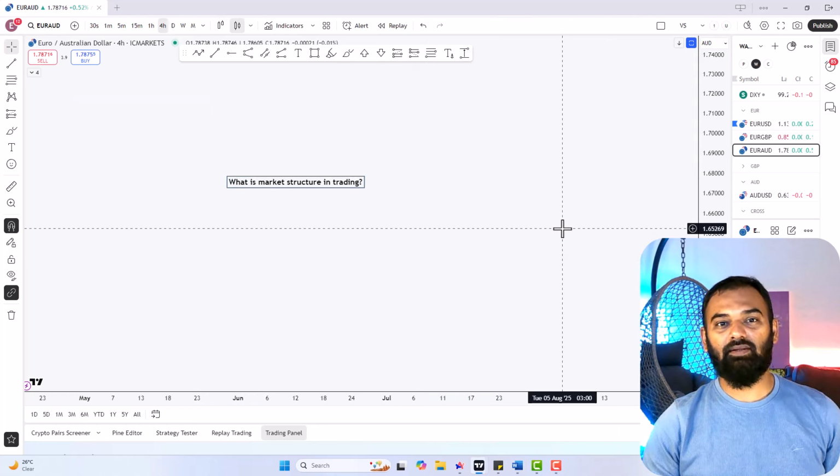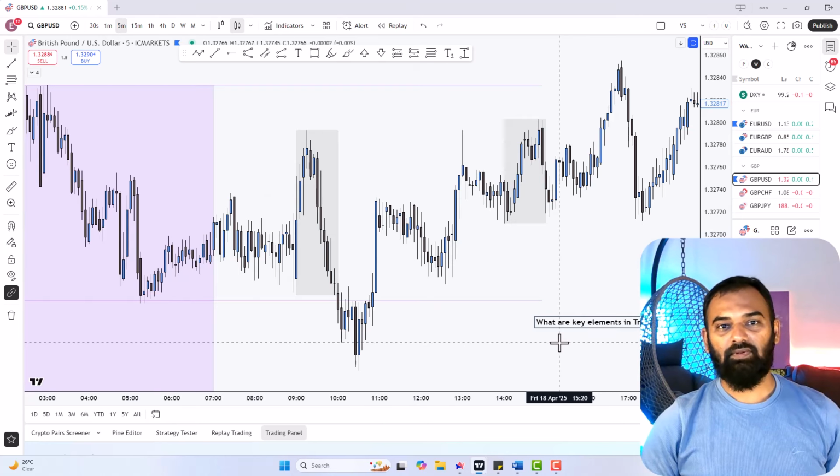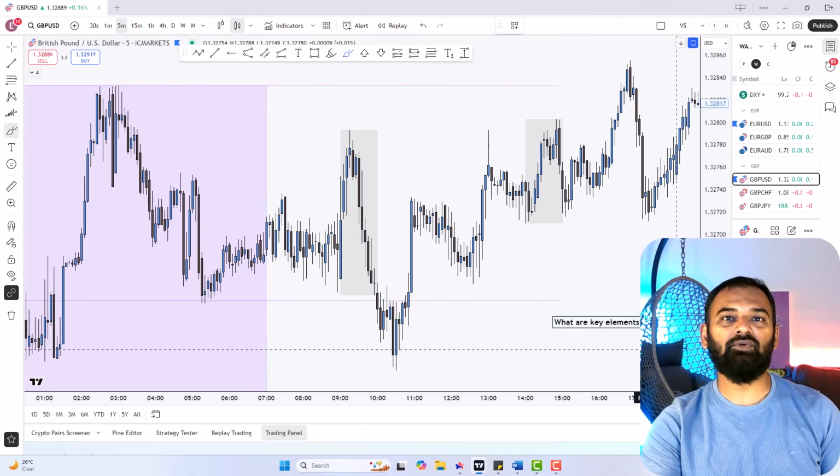Market structure in trading refers to the framework of price movement and its key elements. Let us first discuss what the key elements are. There are only two key elements, highs and lows. Let me explain it on the chart. Let us consider this particular portion of an instrument.